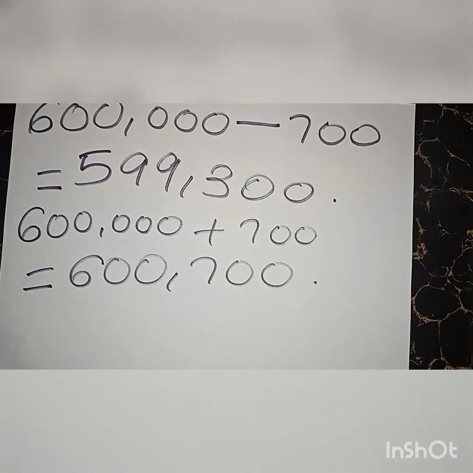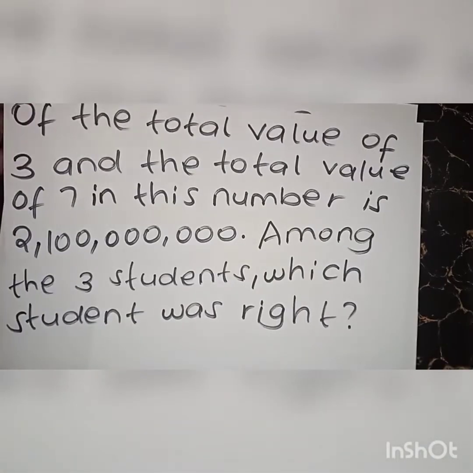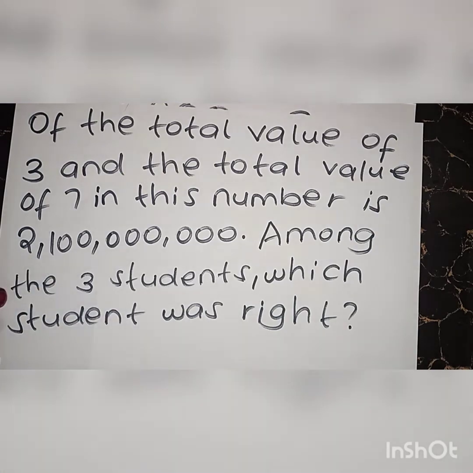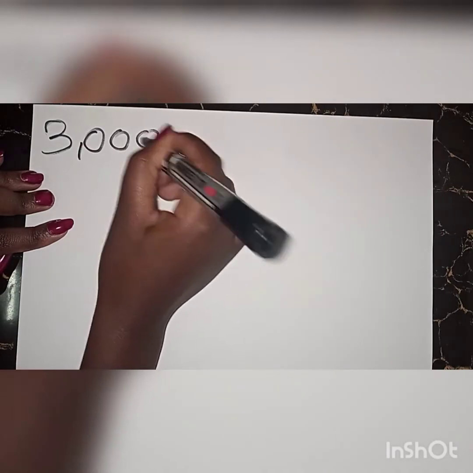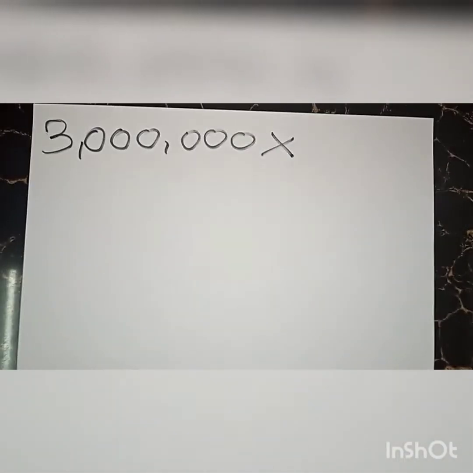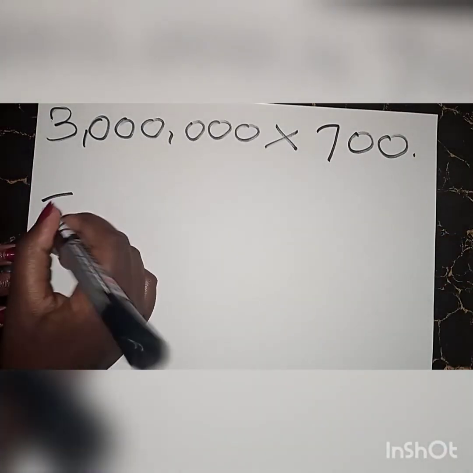Okay, let's continue reading the question. And Paul says that the product of the total value of 3 and the total value of 7 in this number is this. Is Paul correct? Let's find out. The total value of 3 we said is 3 million. So 3 million times, what is the total value of 7? The total value of 7 we said is 700.